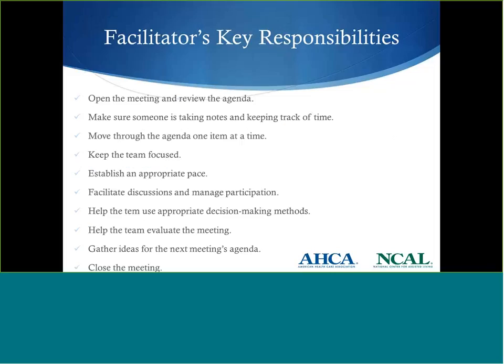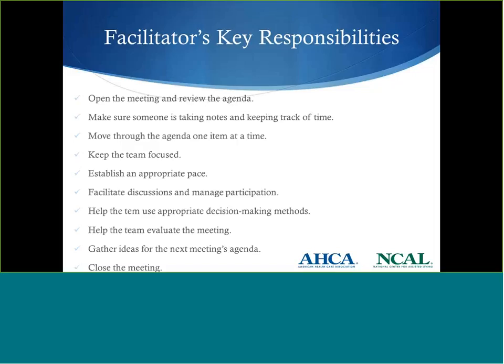And the facilitator will go through the agenda one item at a time. Their job is to keep everybody focused, to have a good, steady pace, to facilitate discussion and get people to participate. Sometimes we have people who just talk too much and dominate the meeting, and that's all we hear, that one person's voice, and everybody else keeps quiet because they may be intimidated. It's the facilitator's responsibility to have that person pause and listen, and to get other team members to speak up.